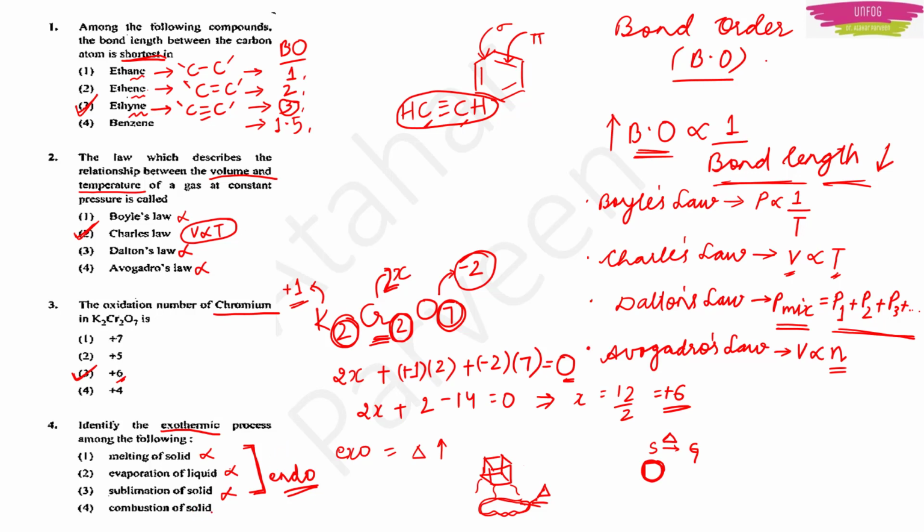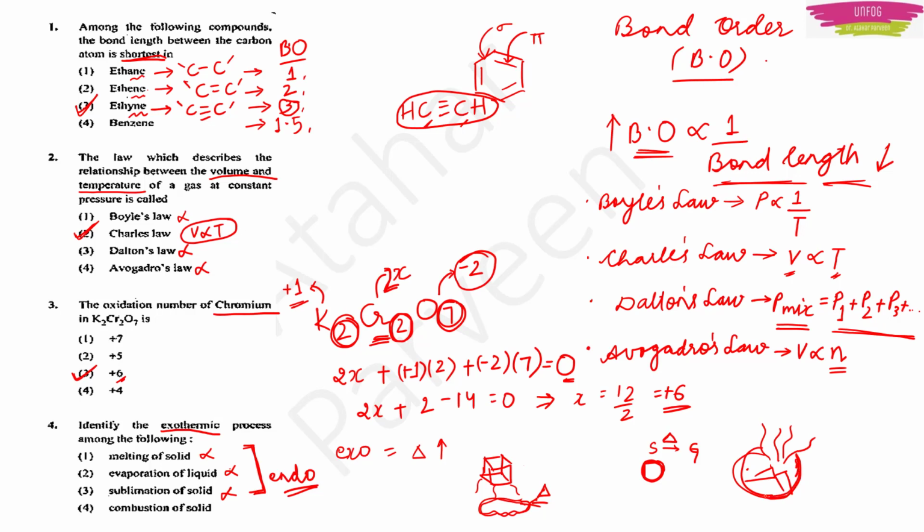Now the last option should be the correct answer. But why? It is saying combustion of solid. Combustion of solid means burning of solid. Now let's take firewood as an example. So there is firewood burning. Now firewood is hot, right? We feel very warm when we are sitting around the firewood, right?